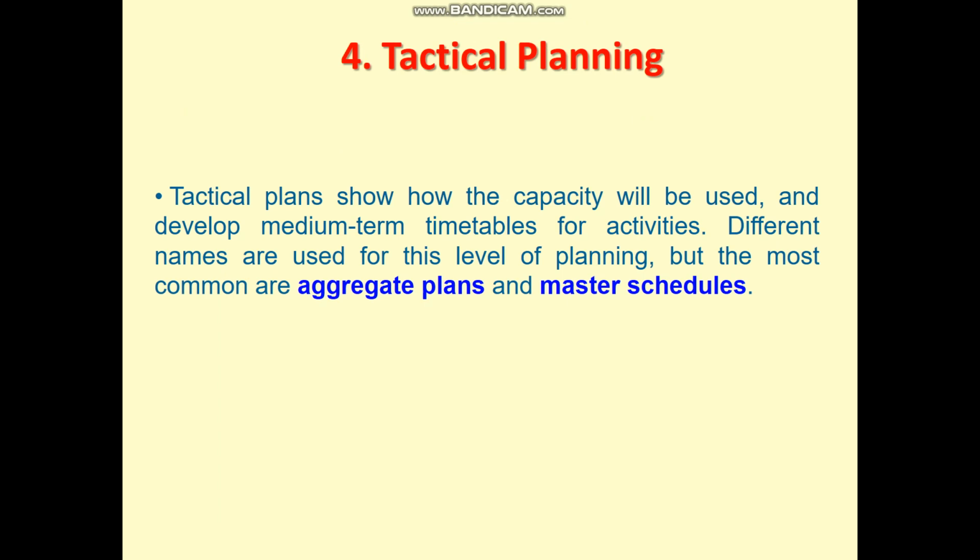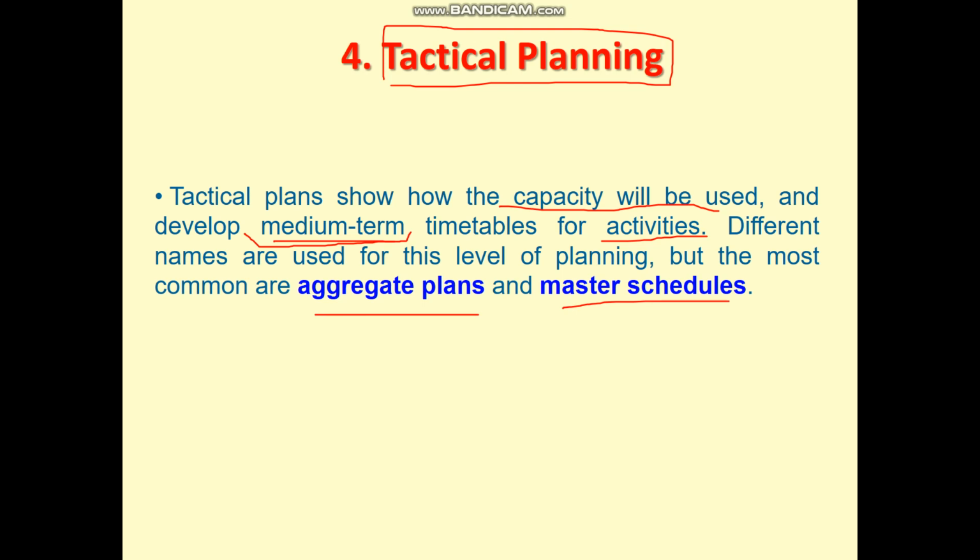Okay, that is about capacity planning. And now we will move to tactical planning. Tactical plans will show us how the capacity will be used and developed in the medium term. Capacity planning is for the longer term and long-term demand, but tactical planning helps us develop the medium-term timetable for activities. Here we also have several names for this level of planning, but the most common are aggregate plans and master schedules.